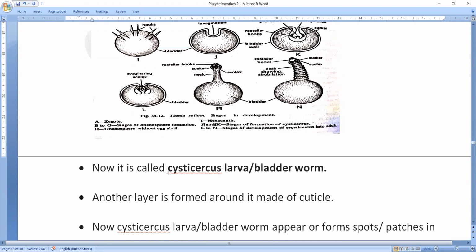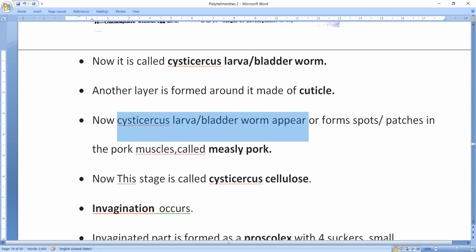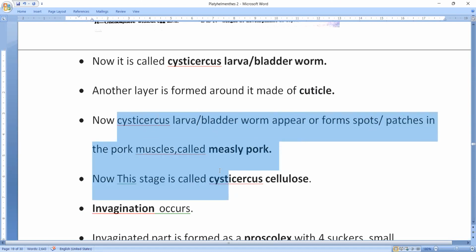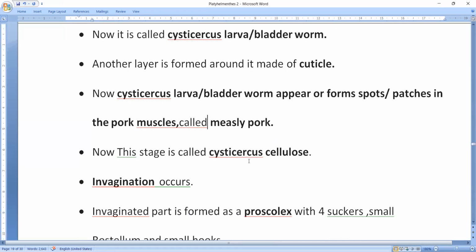After invagination, it is called cysticercus larva. Another layer is formed around the cysticercus larva, made up of cuticle. Now the cysticercus larva or bladder worm forms spots or patches in the pork muscle. That pig meat is called spotted pork or measly pork. Now this stage with a cuticle layer is called cysticercus cellulosae.